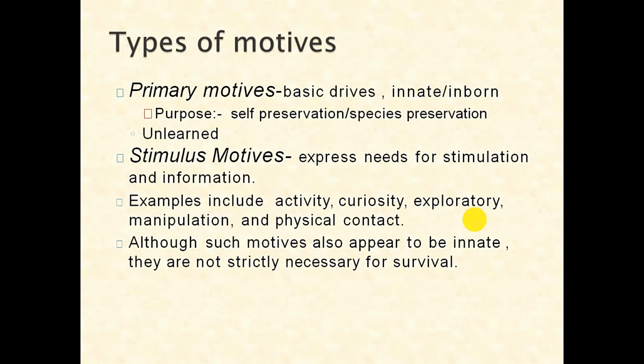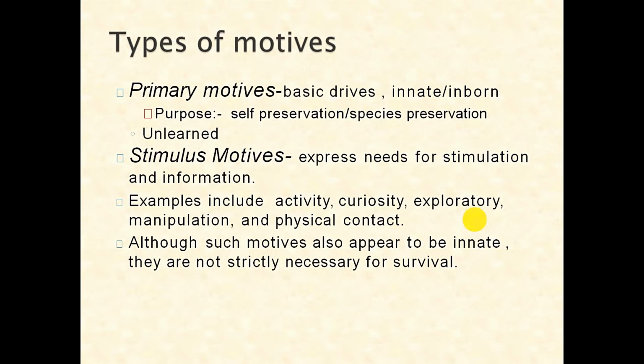Types of motives. Primary motives, basic drives, are inborn, with the purpose of self-preservation or preserving the species, and are unlearned. Or stimulus motives, in addition to the primary motives, express needs for stimulation and information. Examples include activity, curiosity, exploration, manipulation, and physical contact. Although such motives also appear to be innate, they are not strictly necessary for survival.